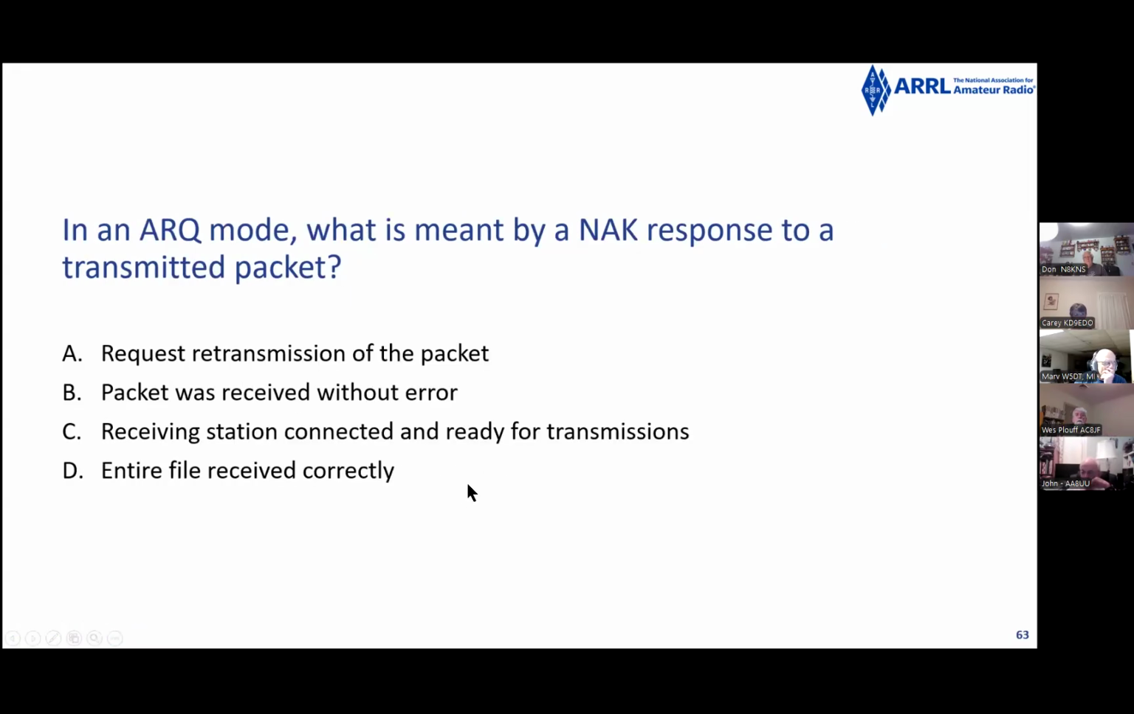In an ARQ mode, what is meant by a NAC response to a transmitted packet? A, request retransmission. B, packet was received without error. C, receiving station connected and ready for transmissions. Or D, the entire file was received correctly. Got to be A. NAC is negative acknowledgement.